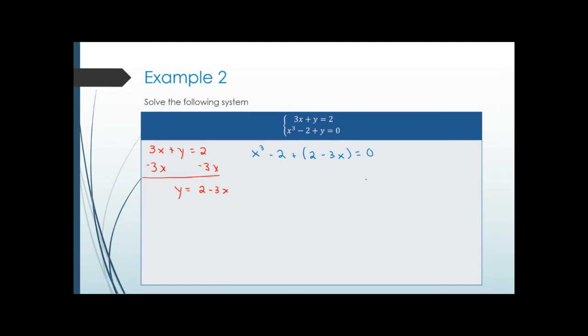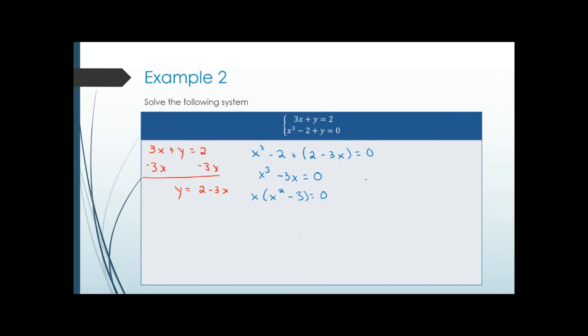I just put that in there so you can see that's where I substituted, but they're not really needed. Now, when we simplify this, I have my x cubed, and we have 2 plus 2, which is 0, so that cancels, and then minus 3x equals 0. So now from here, we have a cubic set equal to 0. To solve this, we need to factor. So I'm going to factor out an x from the x cubed and the minus 3x. That gives me x squared minus 3 equals 0.